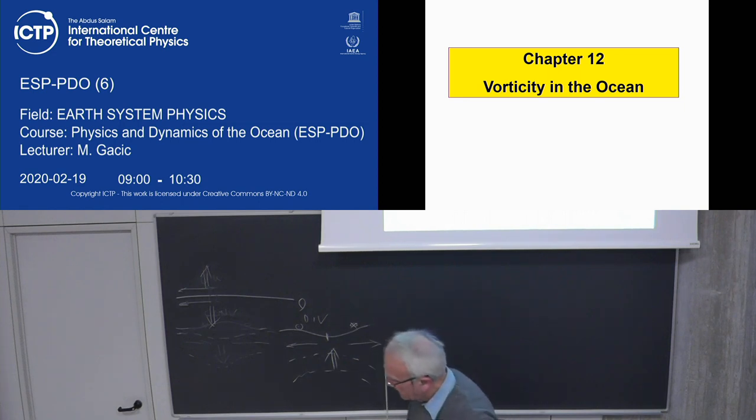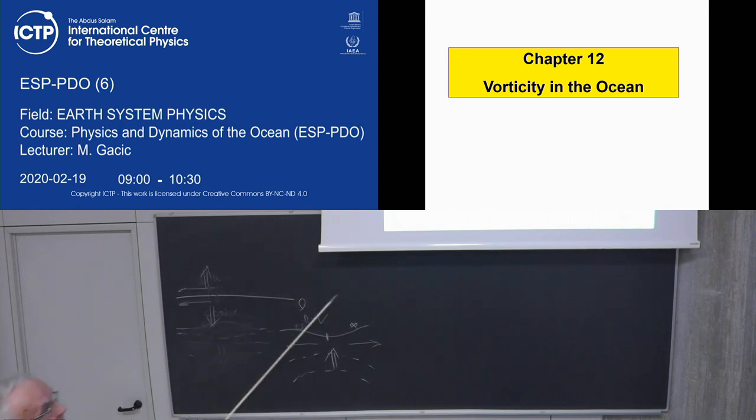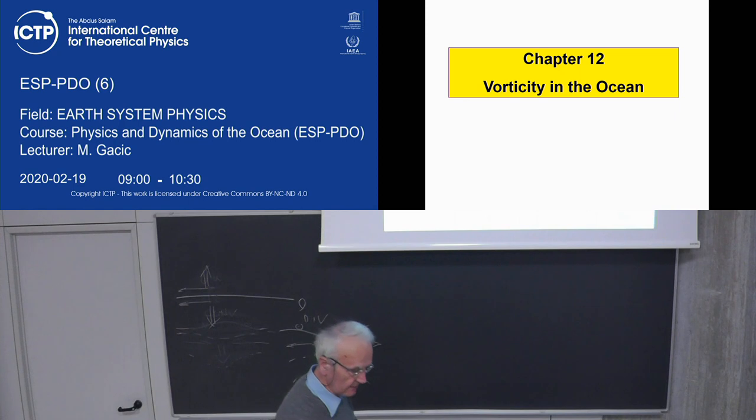Now it's about time to talk about the vorticity in the ocean. Vorticity in the ocean is, you know, what is vorticity? This is a very important parameter which can describe very well the motion in the ocean, because the Earth is rotating, and each body which stays on the Earth has angular momentum. Therefore, the vorticity is the angular momentum of the fluid mass which stays on the Earth.